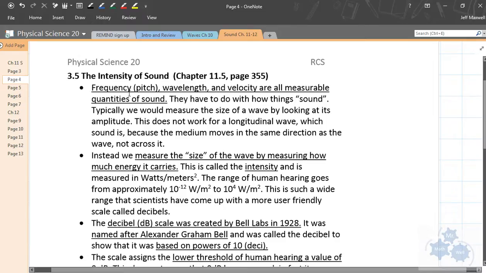Intensity. So frequency or pitch and wavelength and velocity are all measurable quantities of sound. So frequency is f, wavelength lambda, velocity v, all related in that equation. Typically, we measure the size of a wave by looking at its amplitude. Okay, so that should really be underlined there as well. We talk about the size of the wave by looking at its amplitude.